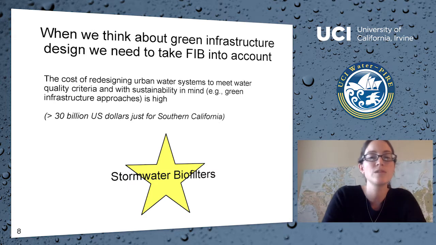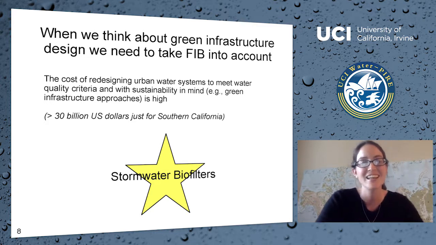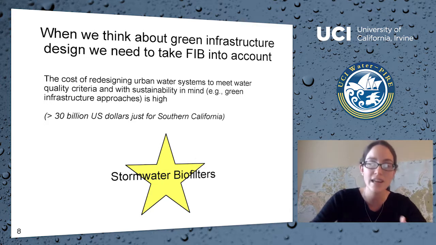So what this means, moving on to slide 8, is that when we think about green infrastructure design, we really need to take fecal indicator bacteria into account. And to hammer this point home, we heard in an earlier talk in an earlier session that the cost of redesigning urban water systems to meet water quality criteria while keeping sustainability in mind, things like green infrastructure approaches, is really high, more than $30 billion US just for Southern California. This means that if we're going to be spending this kind of money, we really want to make sure we're dealing with all of our criteria. So that means including fecal indicator bacteria.